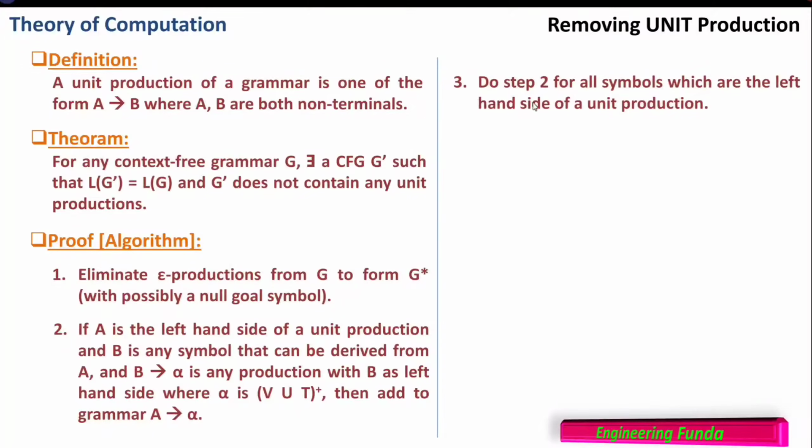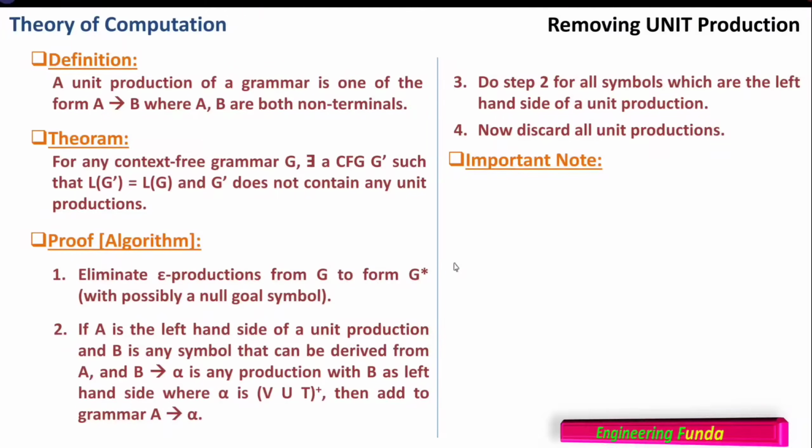This step number 3 says do step number 2 for all symbols which are the left hand side of the unit production. So we have to do this step number 2 for all the productions having the variables on the left hand side of the unit production for the variables that are there on the right hand side. Once this step number 2 is complete and there is no more unit production to be removed, then we have to discard all the unit production straight away.